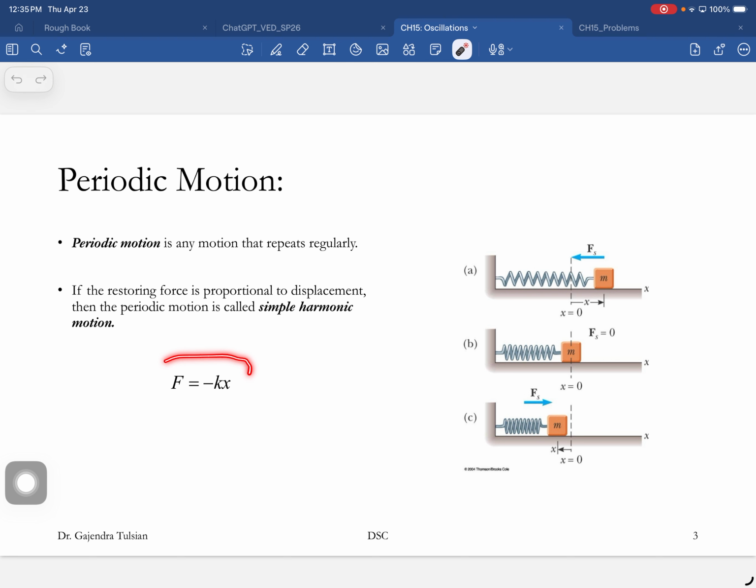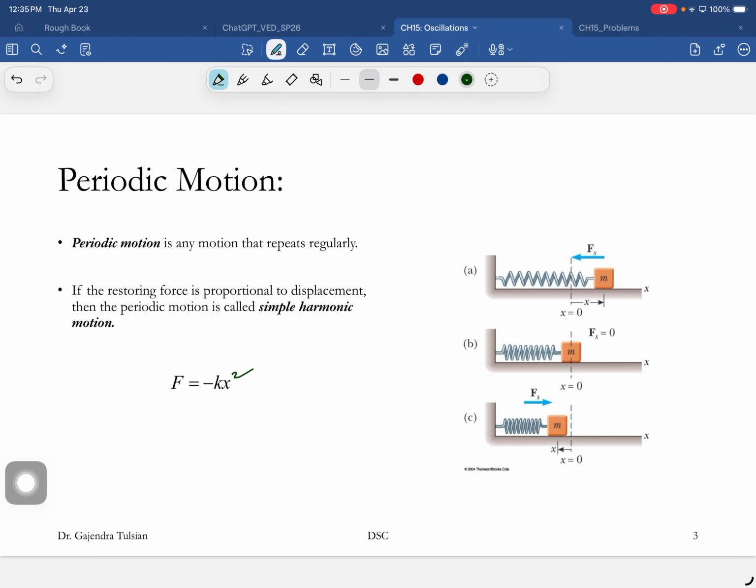Okay. This is what we're going to study. The restoring force is proportional to the displacement. Okay. So, for instance, this problem is too hard. X to the power anything else is hard. Okay. We're going to study a restoring force that is proportional to the displacement.